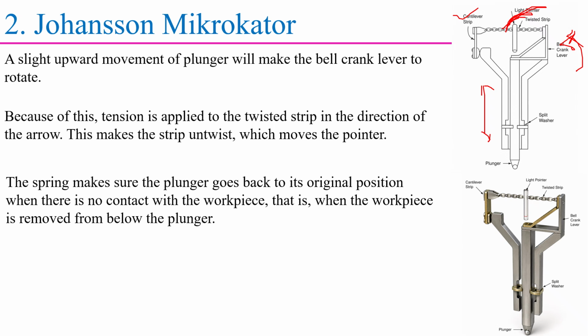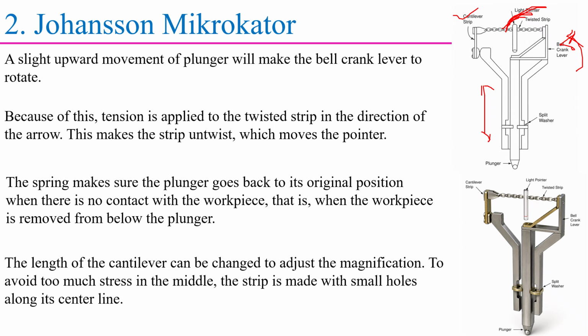The spring makes sure the plunger goes back to its original position when there is no contact with the workpiece, that is, when the workpiece is removed from below the plunger. So when we remove the workpiece from below the plunger, it comes to the initial position. The length of the cantilever can be changed to adjust the magnification to avoid too much stress in the middle. Thus, in general, the strip is made with small holes along its center.